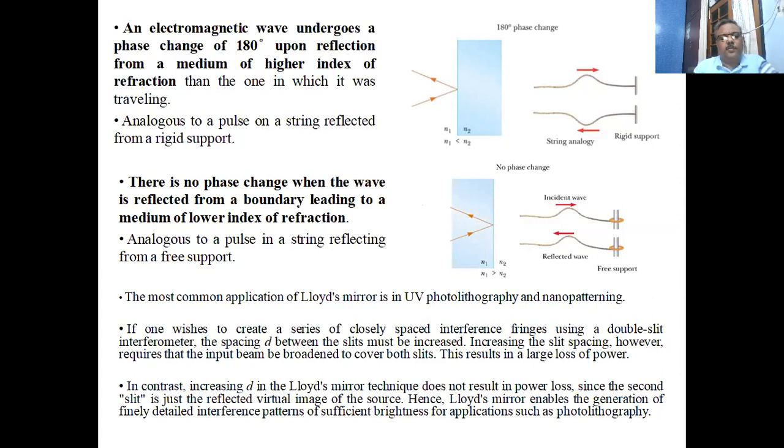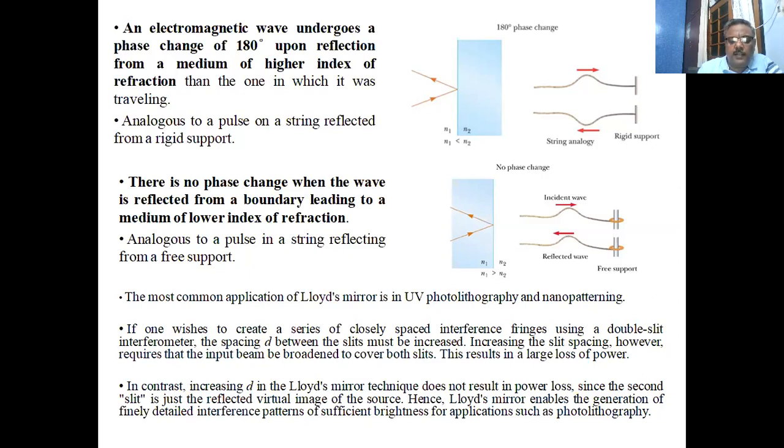If one wishes to create a series of closely spaced interference fringes using a double slit interferometer, the spacing between the virtual sources and the slit must be increased. Increasing the slit spacing, however, requires that the input beam be broadened to cover both slits. So this results in the loss of power.